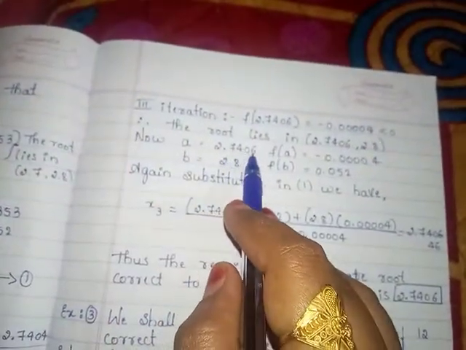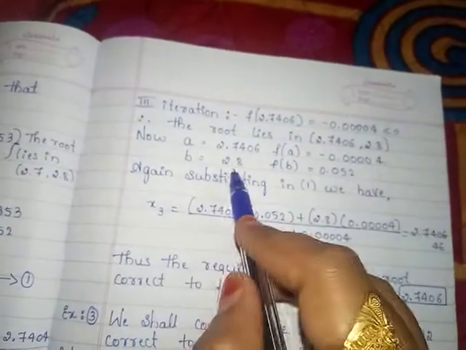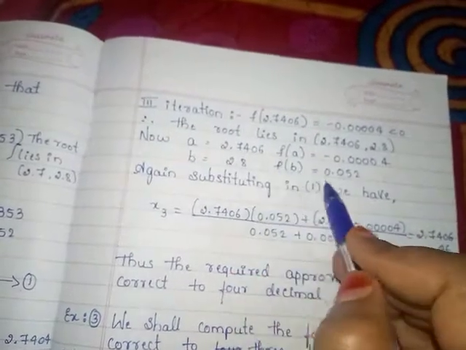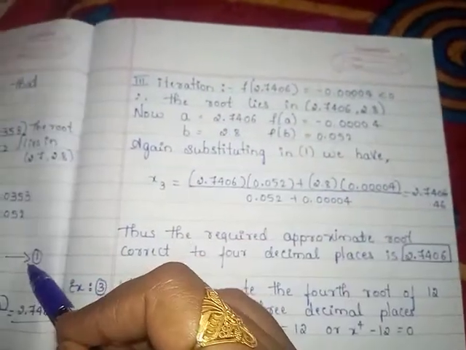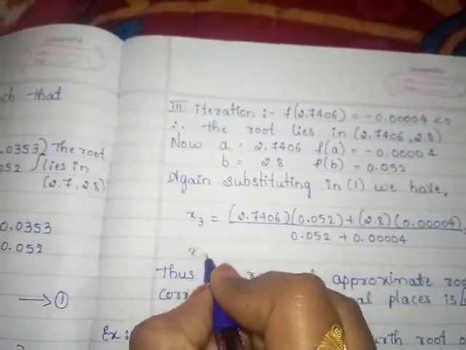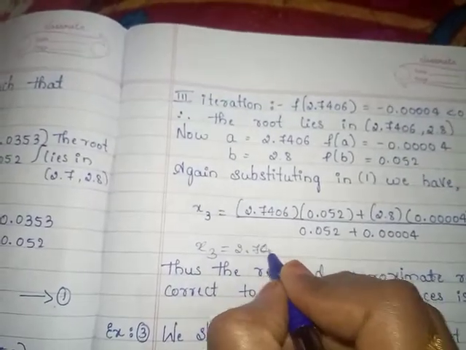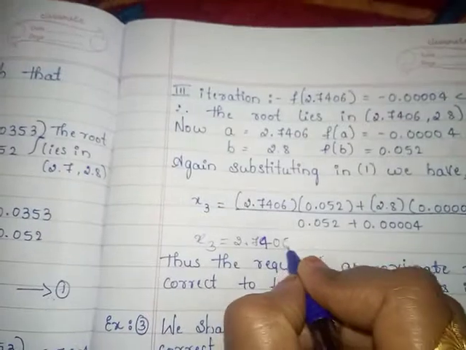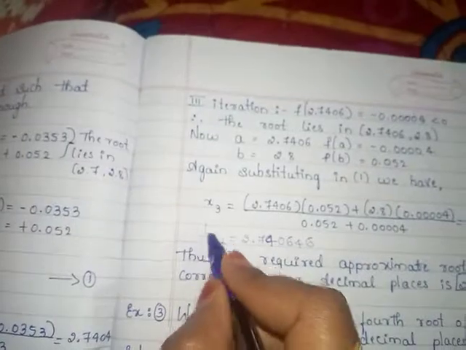The b value is fixed here. Now the a value is 2.7406 and f of a is equal to minus 0.00004. b is equal to 2.8 and f of b is equal to 0.052. Again substitute these values in the formula, equation 1. We get the x3 value equal to 2.740646.